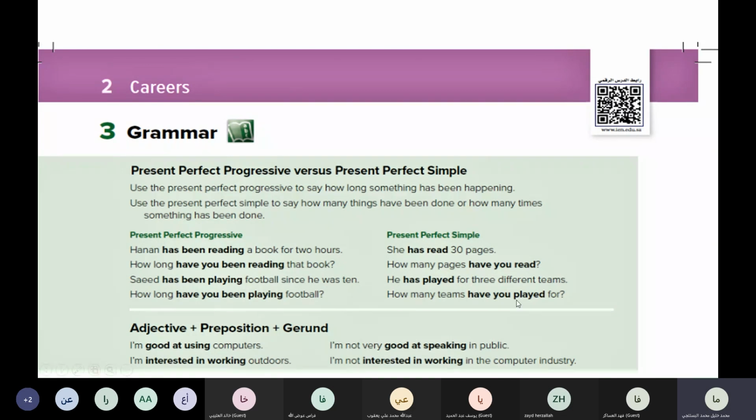Okay. Now look at the examples talking about the adjectives followed by prepositions. In this case, we have to what? To use the gerund. Now, what do you mean by gerund? Abdullah? If you want to use the gerund, it means what? Gerund means ing form. Gerund.